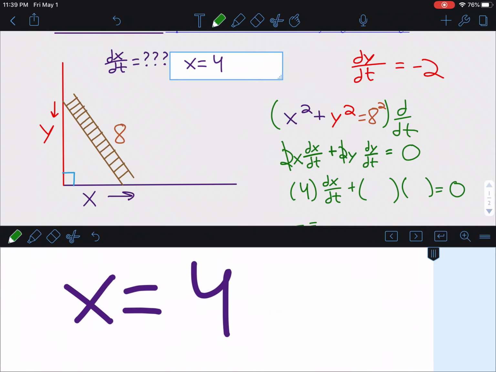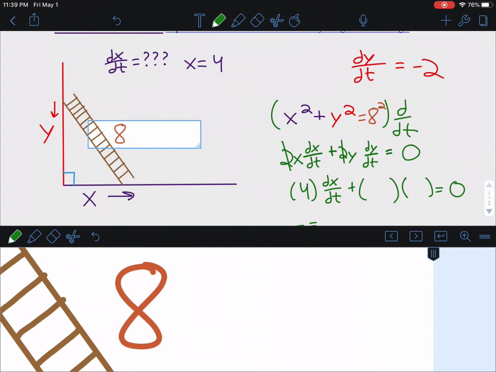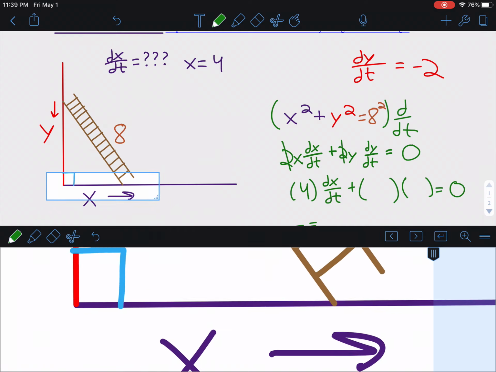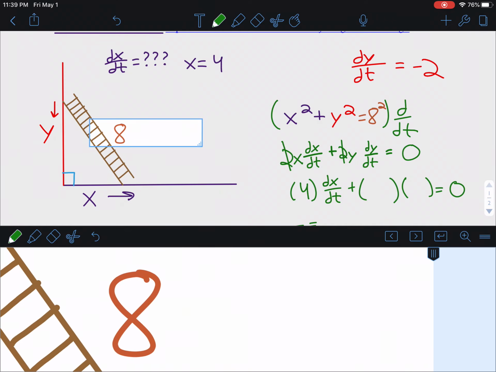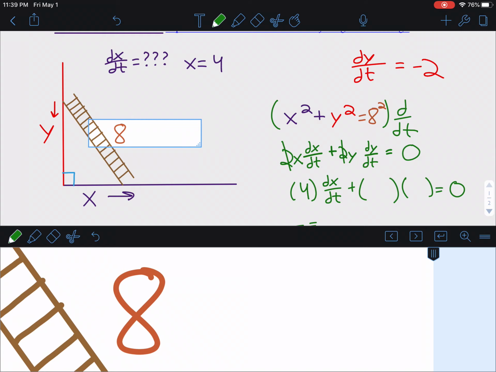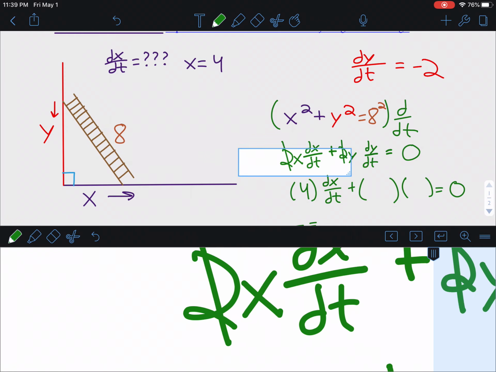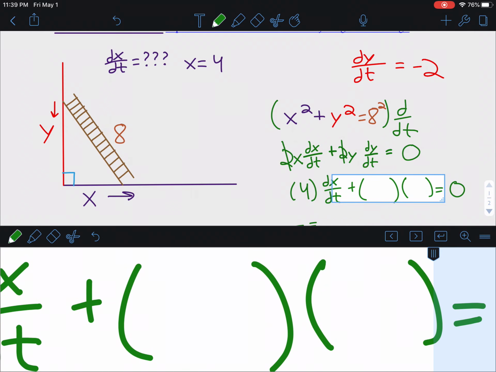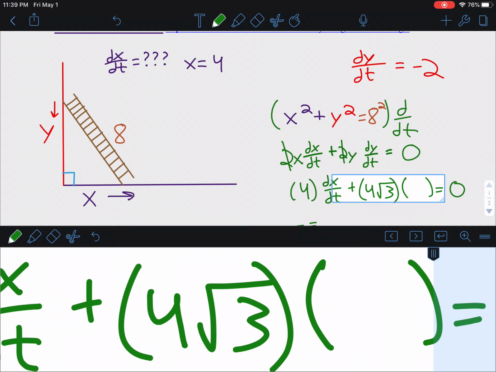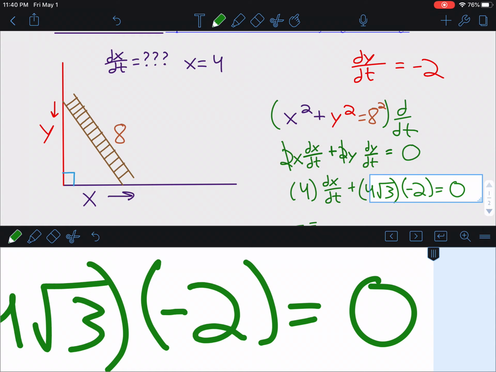If x is 4 and my hypotenuse, the length of the ladder, is double that, it is 8. That should be ringing some bells. How about x, x root 3, 2x? Special right triangles. This triangle is a 30, 60, 90 at this moment. And so y at this moment is x root 3, which is 4 root 3. And dy/dt, we know, is negative 2, and the derivative of 64 is 0.